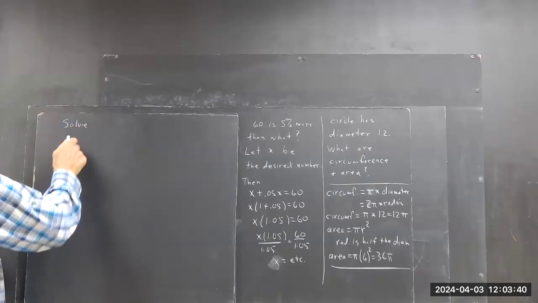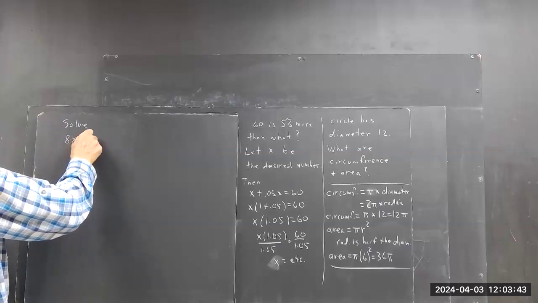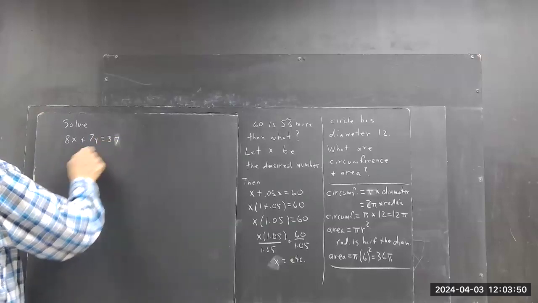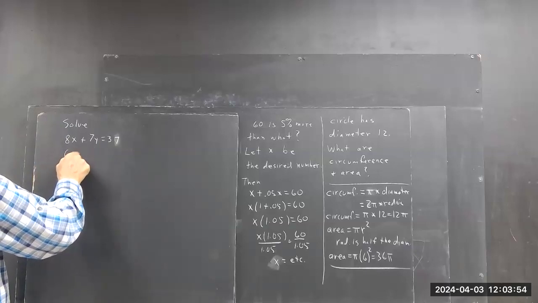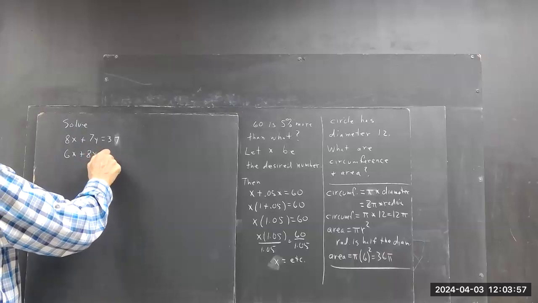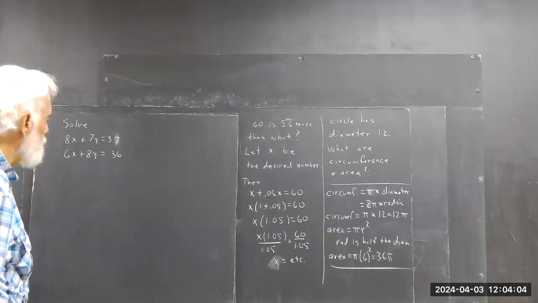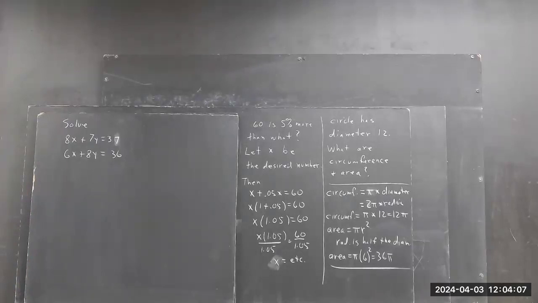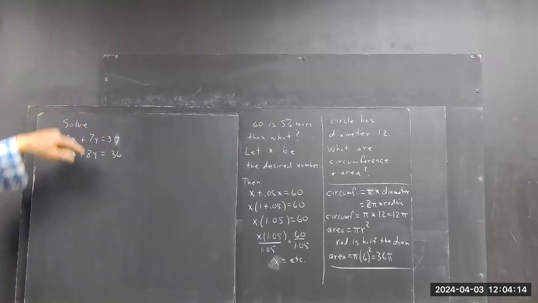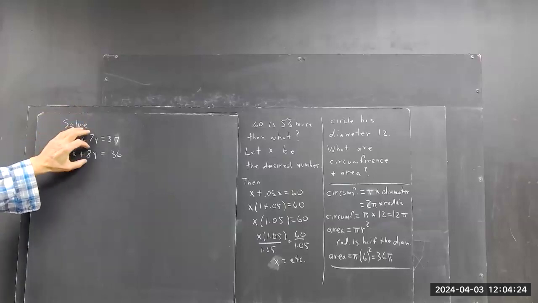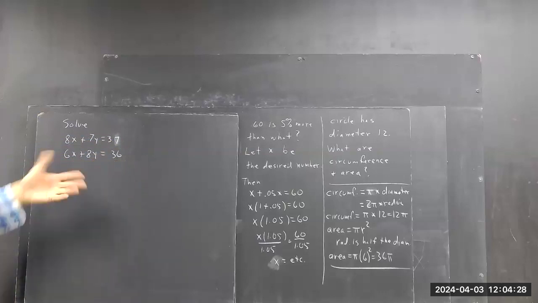Let's solve the system. And 6x plus 8y equals 36. Okay, now we have a couple of choices here. We could multiply the first equation by -8 and the second equation by 7. That would give us a -56y and 56y. Just take the 8, multiply by the 7, take the 7, multiply by the 8, multiplying the whole equation, and make it negative.